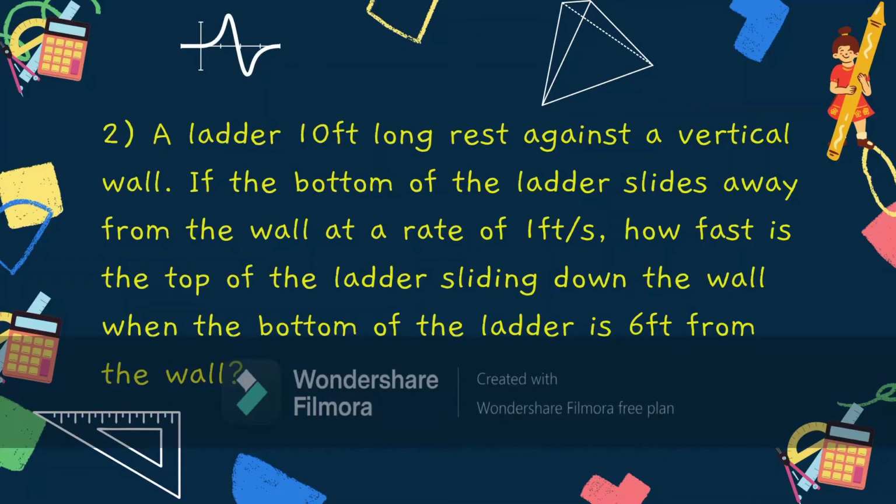Problem statement 2. A ladder 10 feet long rests against a vertical wall. If the bottom of the ladder slides away from the wall at a rate of 1 foot per second, how fast is the top of the ladder sliding down the wall when the bottom of the ladder is 6 feet from the wall? In this question, we have to find the change of y over the change of time.